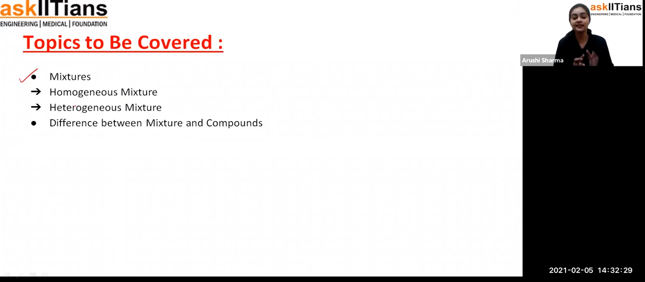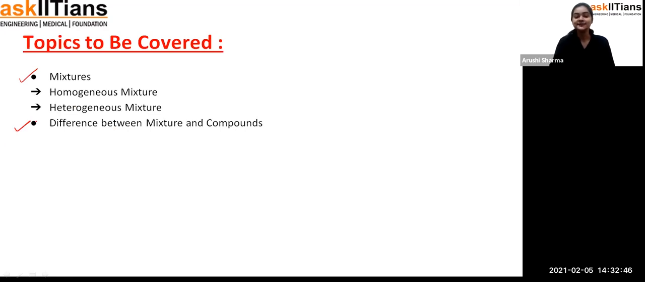We can see here that there are two types of mixture: homogeneous mixture and heterogeneous mixture. And what are those? We'll see that. Then we are going to discuss the difference between mixtures and compounds. Fine. So are you ready to start this session?